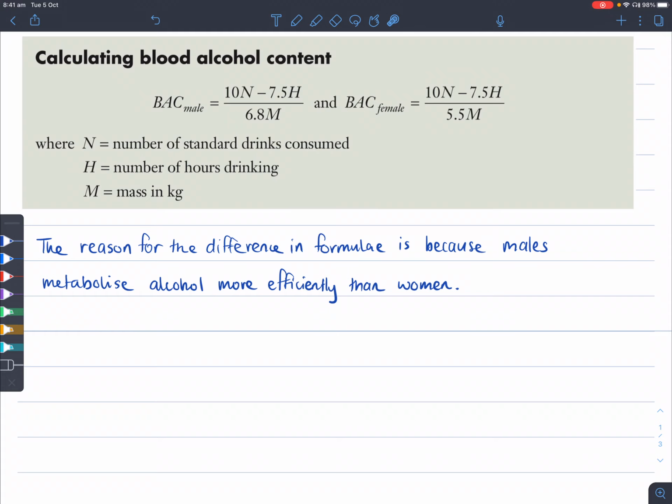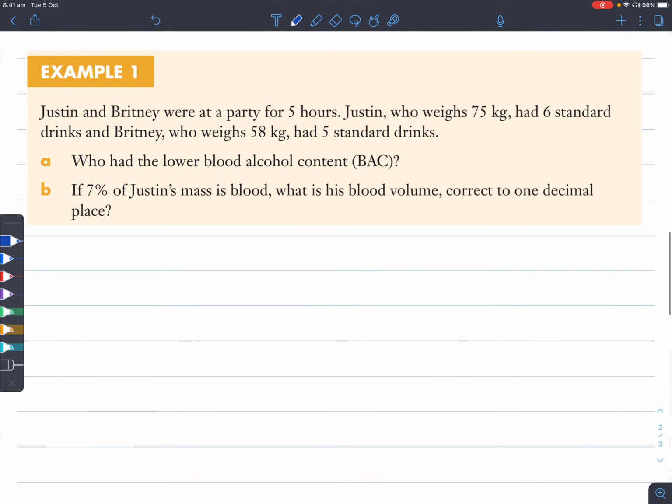Right, so let's see how these formulas come into play. So example 1, Justin and Brittany. In this case, Justin is a male and Brittany is a female. We're at a party for 5 hours. Justin, who weighs 75 kilograms, has 6 standard drinks, and Brittany, who weighs 58 kilograms, had 5 standard drinks. Who had the lower blood alcohol content? So let's analyze Justin first.